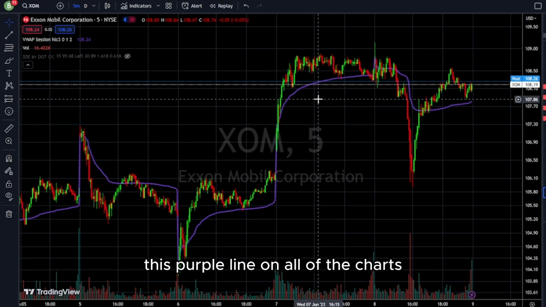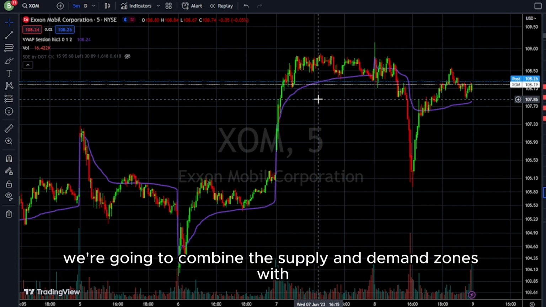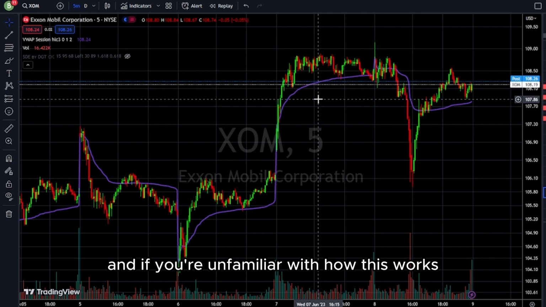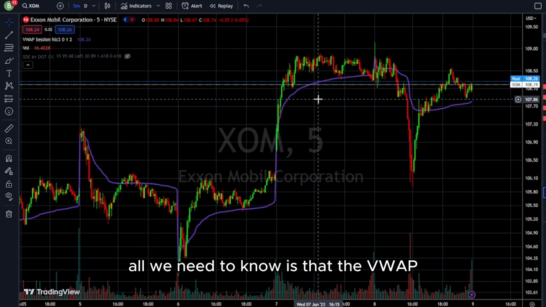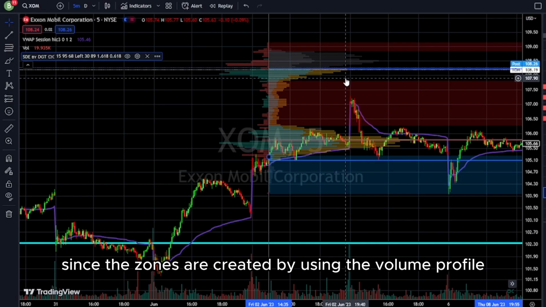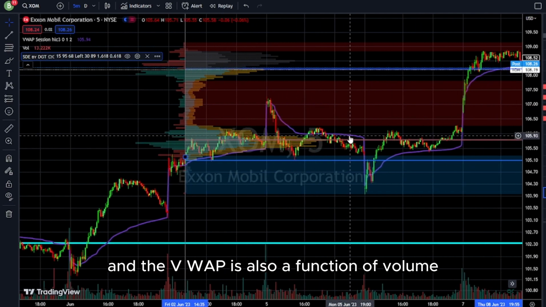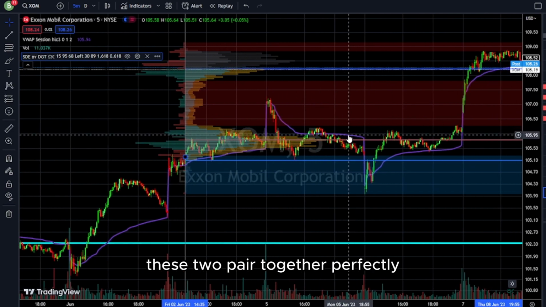You may have noticed this purple line on all of the charts, and that is the volume weighted average price, or VWAP. This is the indicator we're going to combine the supply and demand zones with, and if you're unfamiliar with how this works, I'll put a link in the description that explains it in more detail, but for the purpose of this video, all we need to know is that the VWAP is giving us a general idea of the trend, and it acts as support and resistance. Since the zones are created by using the volume profile and the VWAP is also a function of volume, these two pair together perfectly.